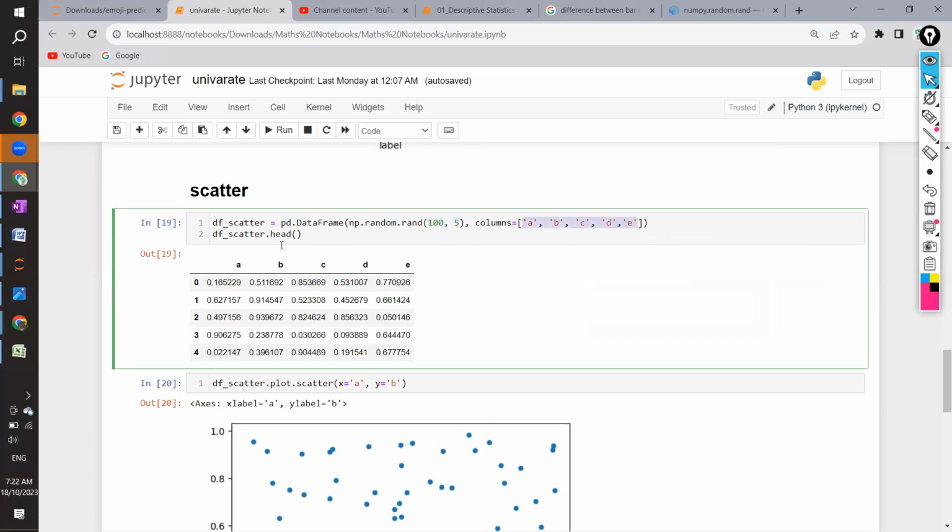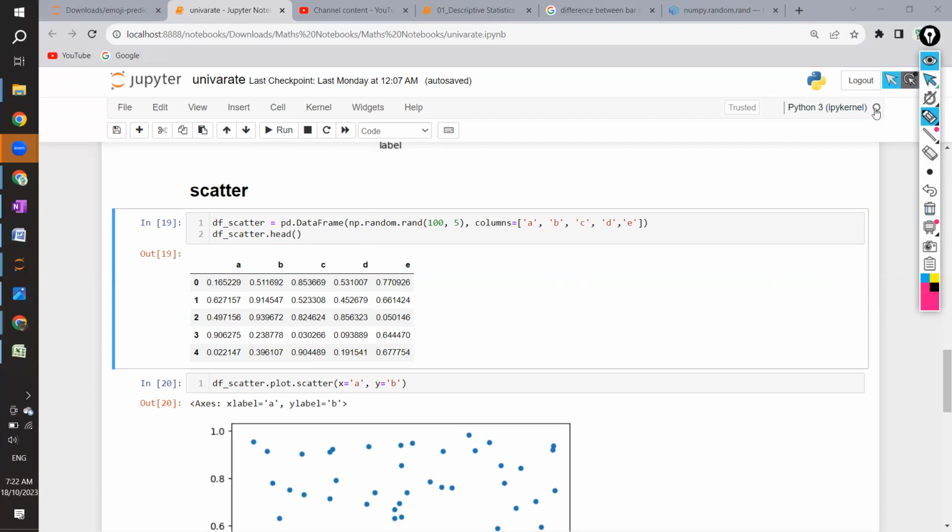The name of each column is A, B, C, D, E. Like that we'll have 100 rows, but we are seeing only 5 because here we are saying head. Head is a pandas function where, if you say head, it will show you only the top 5 values from the data frame. We'll see that in detail in pandas. You have head, and you'll also have tail. If you say tail, it will show the bottom 5. We are saying head, so it shows the top 5.